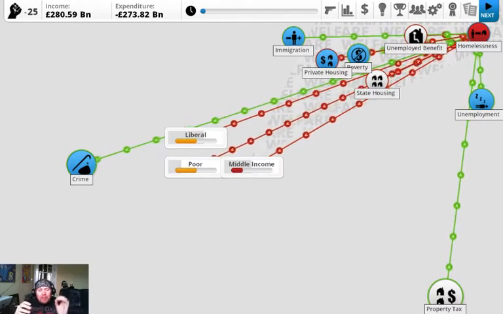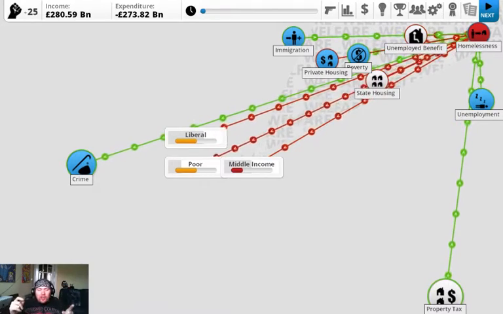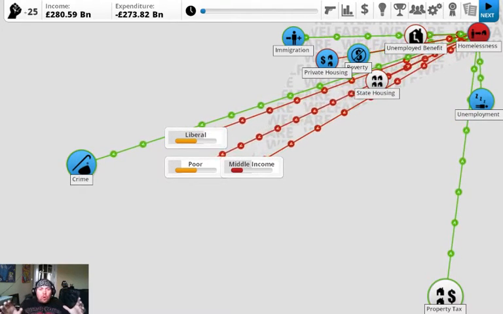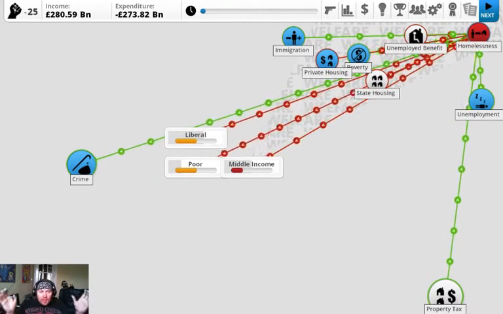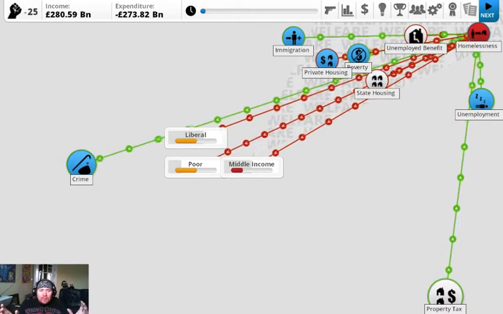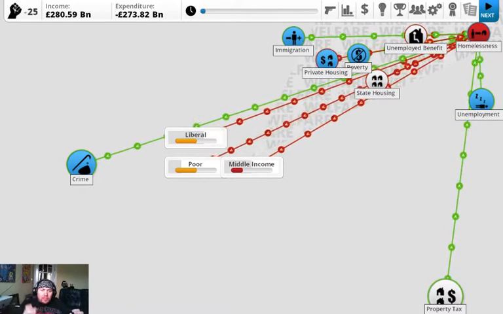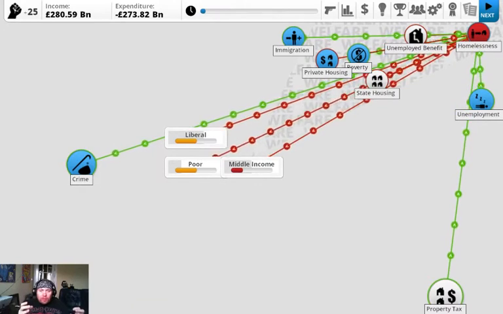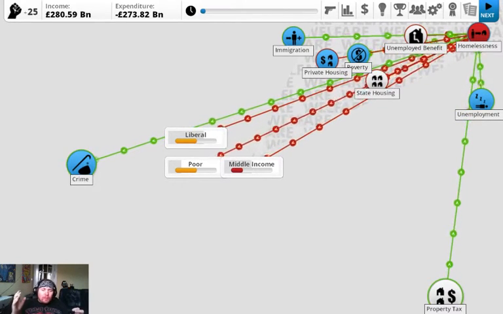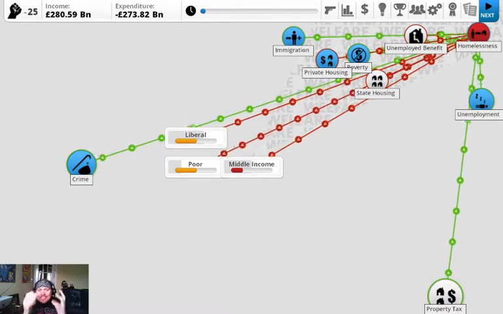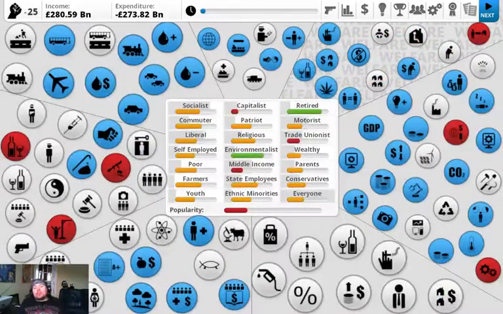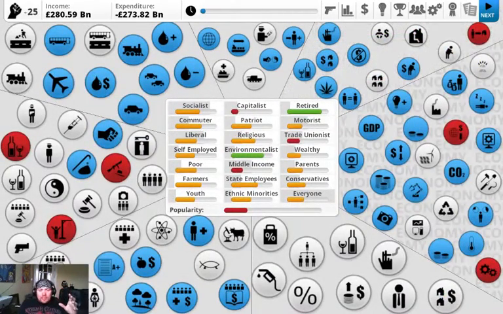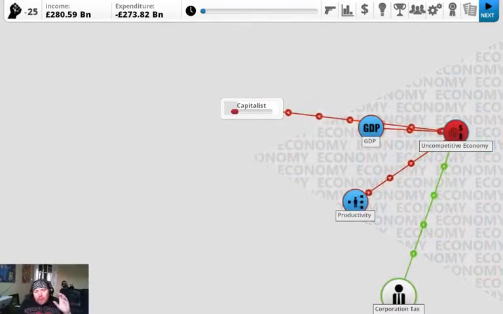Things coming out of homelessness, you can see crime. More homeless, more crime. And the things that lead into homelessness, expensive private housing, poverty, unemployment, property taxes, all of these things lead into homelessness. So these are all things we're going to need to try and deal with. Next up, we have an uncompetitive economy.